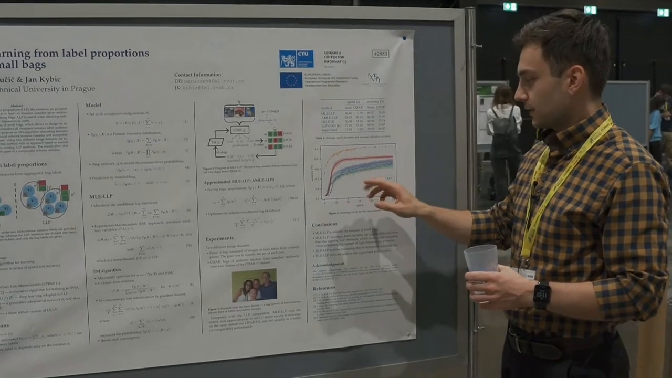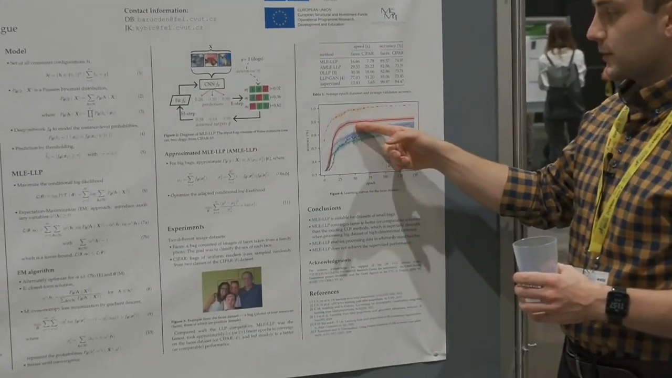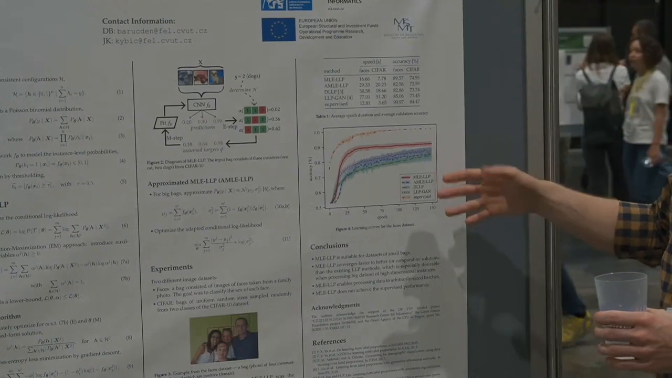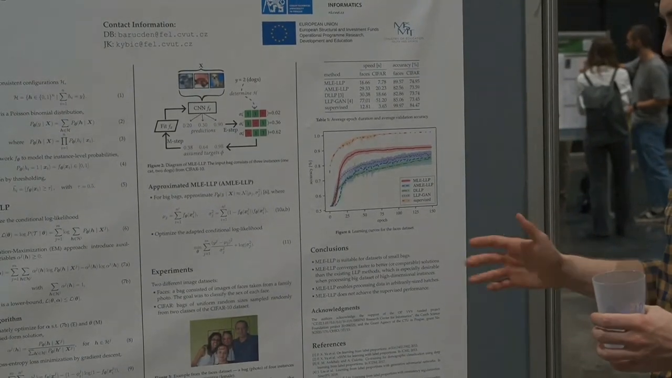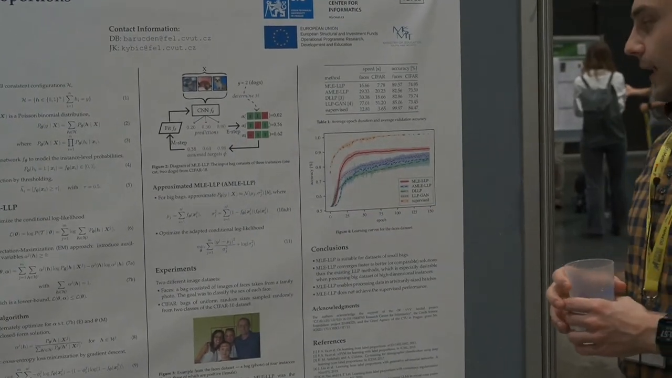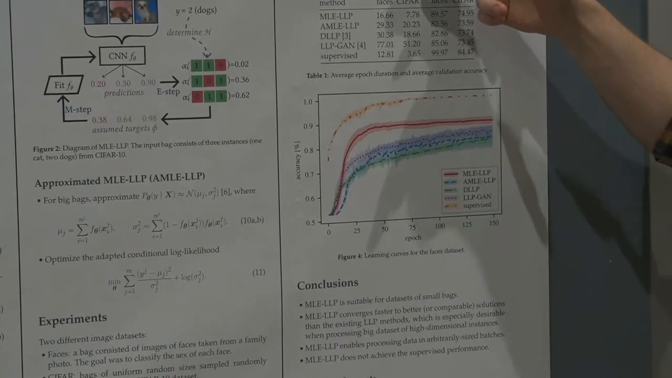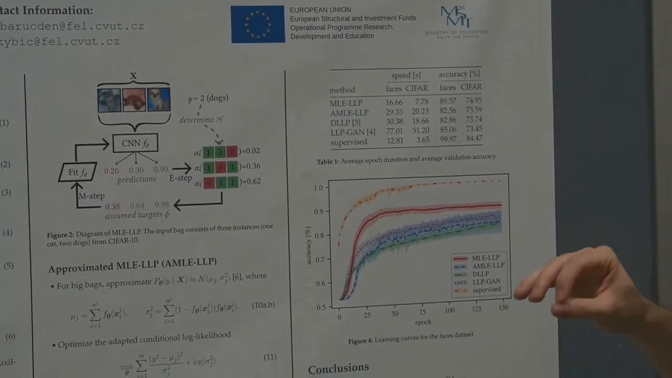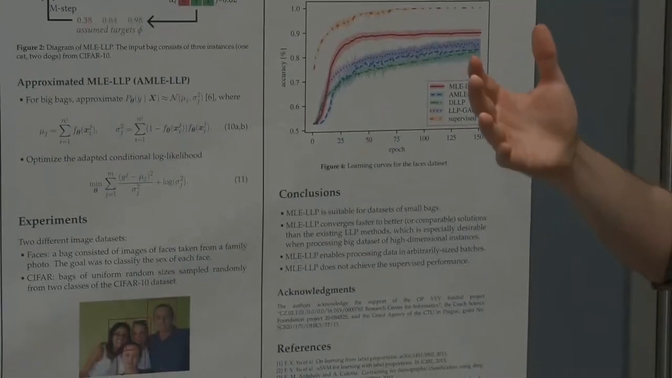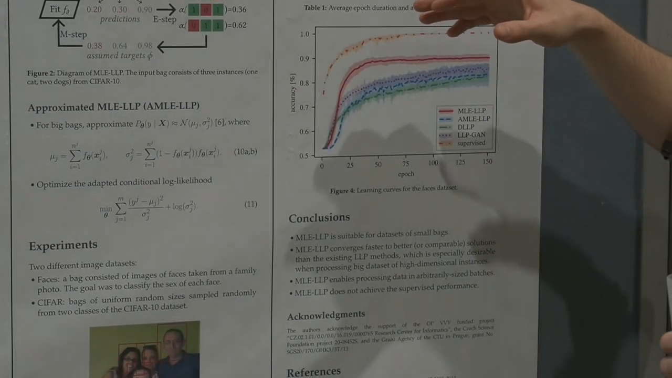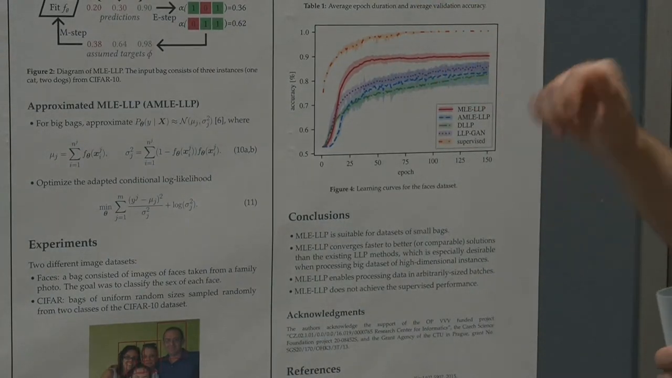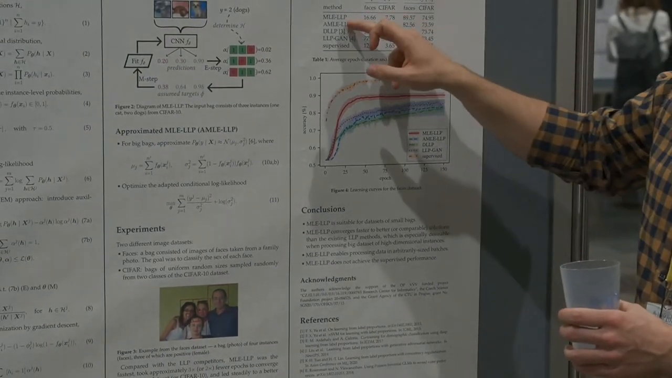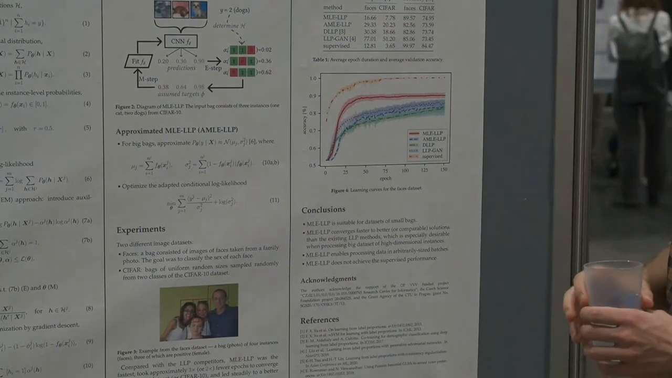What we observed was that our method converged stably in approximately 50 epochs, whereas the other LLP methods required approximately 150 epochs for their convergence, which is three times more than ours. We also checked the time it takes, because all of these methods are deep learning based, so they process the data sets in epochs. We measured the time it takes for each method to finish its training epoch, and we found that our method takes way less time than the other LLP methods for both data sets.